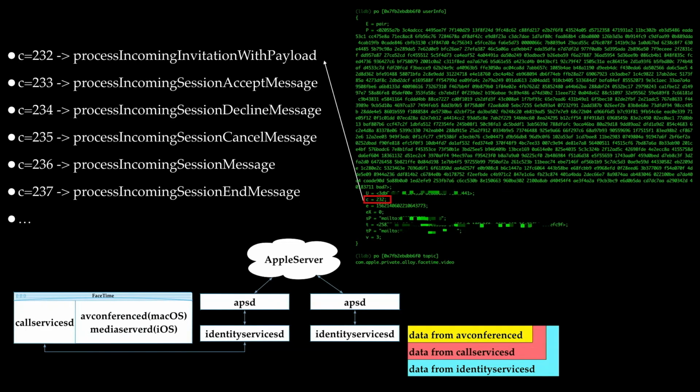The value of key C is the most important. It indicates which function will be invoked to handle this notification. As in white, the C is 232. So the notification will be handled by the function process incoming invitation with payload.